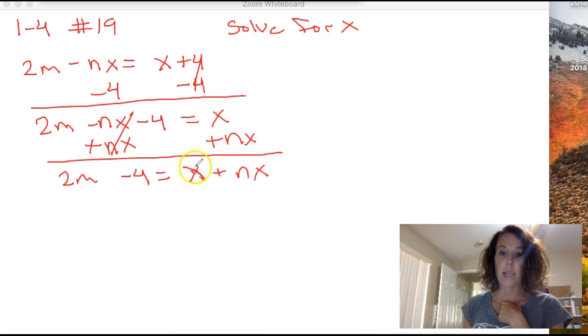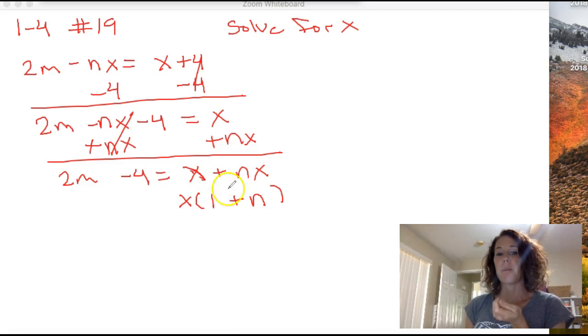You're going to isolate the x by factoring it out. Undistribute. If I factor the x out of both of these terms, if I divide an x out of this term, I'm left with 1. If I divide an x out of this term, I'm left with just n. So now I have x times (1 plus n).